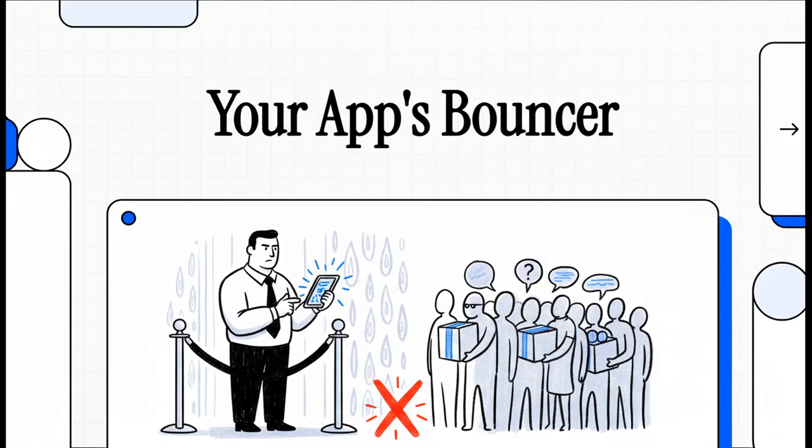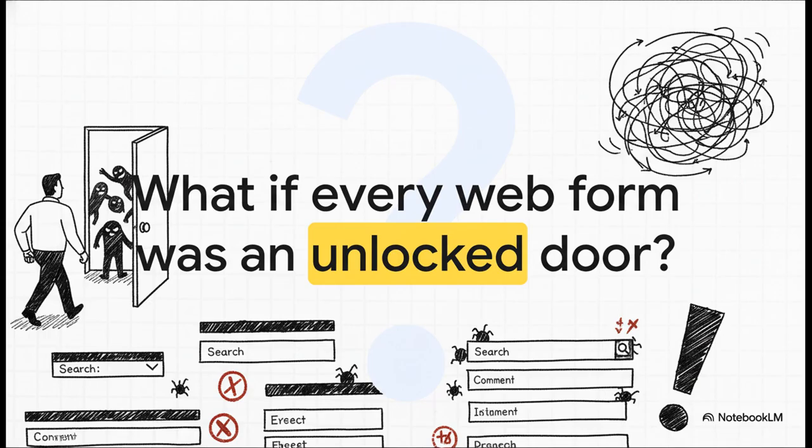defense your software has. But what happens if that bouncer just isn't there? What if every single spot where you can type something in, a search bar, a login form, a comment section, was just a wide-open, unlocked door? That's exactly what an application without proper input validation is. It's basically putting out a welcome mat for trouble.